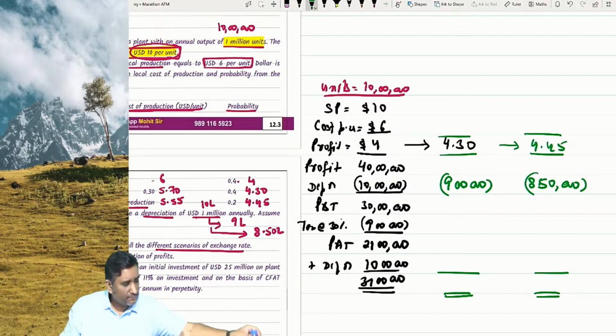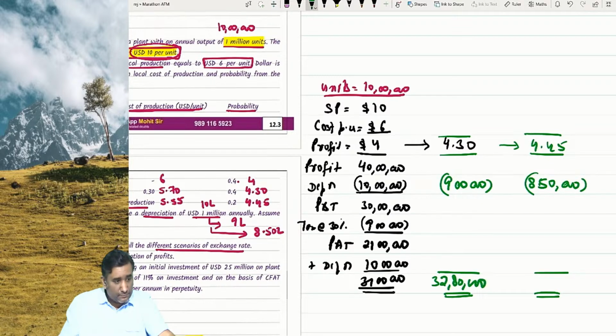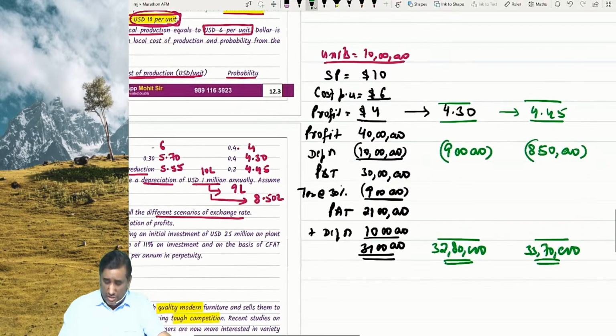32 lakh 80,000 or 70. 32 lakh 80,000. Third one, 33 lakh 70,000. The first part asked to calculate all three scenarios' expected cash flows. So this is my first part answer. I hope in between you can do it, I'm assuming it can be done.